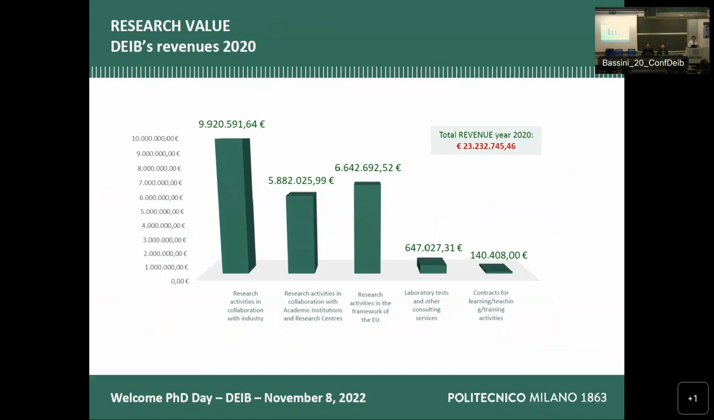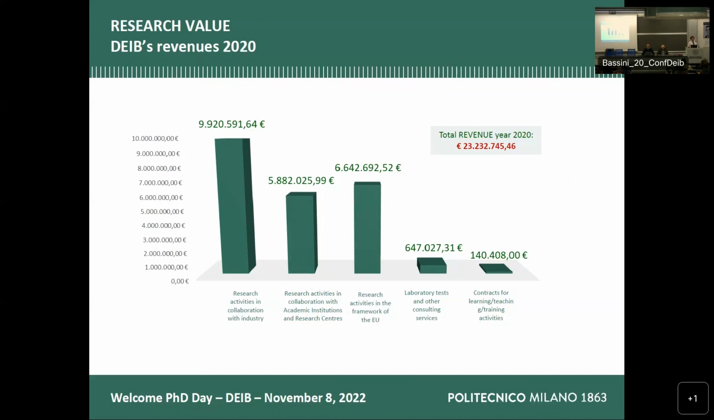Now, some numbers about our research. As you can see from this slide, we have a lot of collaboration with companies, and we make research contracts with companies. We also have a lot of financed projects by the European Commission and national institutions, and also national public institutions that finance our research.